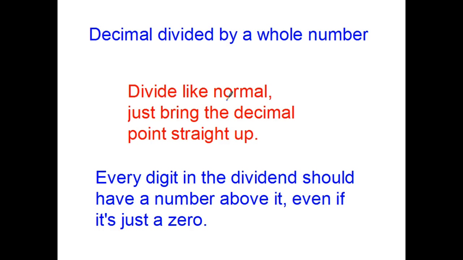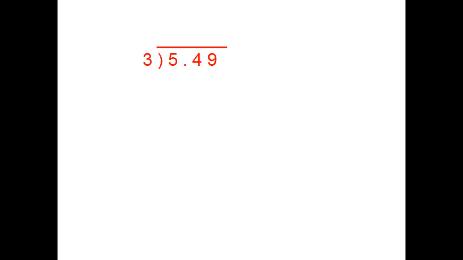Here's the thing that's kind of tricky for some people. Every digit in the dividend should have a number above it, even if it's just a zero. I know I have a lot of people who don't like to put that first zero up there, but it will help you keep track so that your decimal point ends up in the right place.